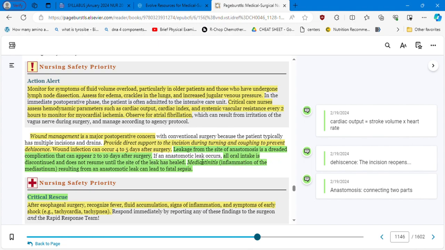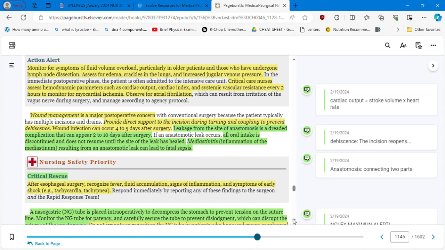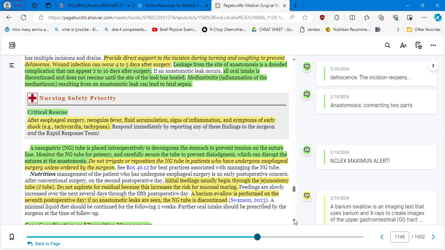All oral intake is discontinued and does not resume until the site of the leak has healed. Mediastinitis, which is the inflammation of the mediastinum resulting from an anastomotic leak, can lead to fatal sepsis. Dehiscence means that the incision is reopened, and anastomosis is the connecting of two parts. I'm just reviewing. I'm sure you know this. Critical rescue. After esophageal surgery, recognize fever, fluid accumulation, signs of inflammation, and symptoms of early shock: tachycardia, tachypnea.